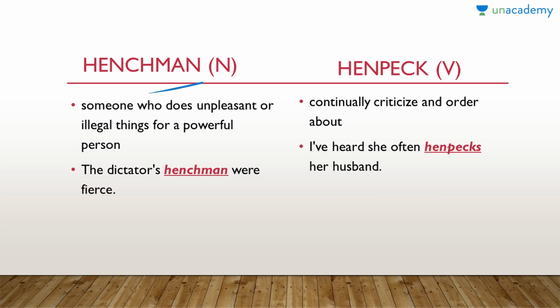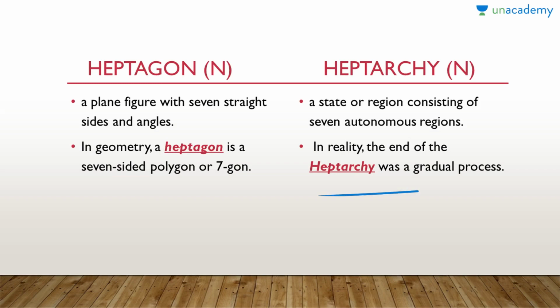Henchman is a noun, which means someone who does unpleasant or illegal things for a powerful person. So in a sentence it will read, the dictator's henchmen were fierce. Henpeck is a verb, meaning continually criticize and order about. In a sentence it will read, I've heard she often henpecks her husband.